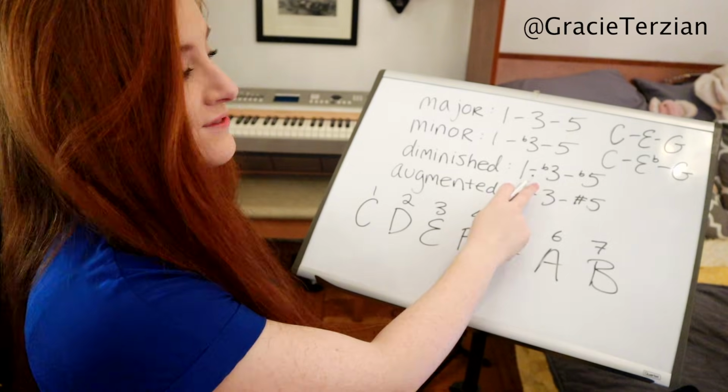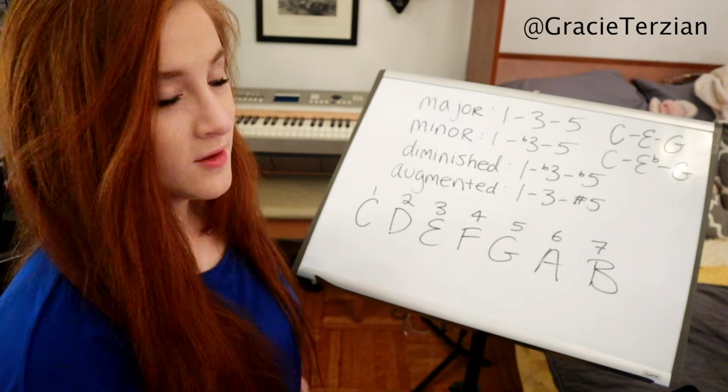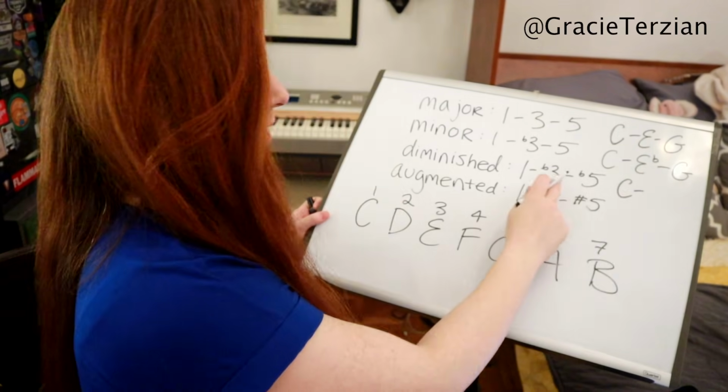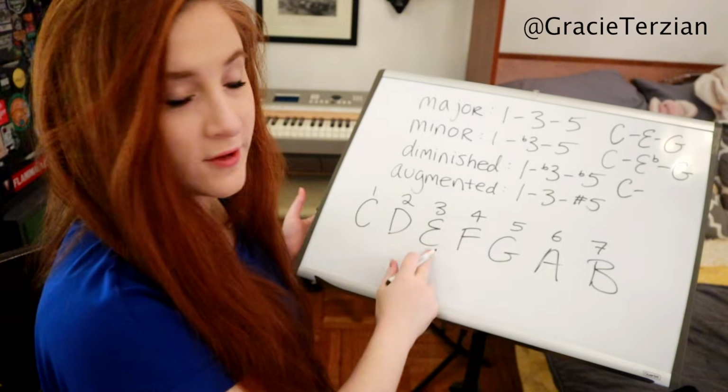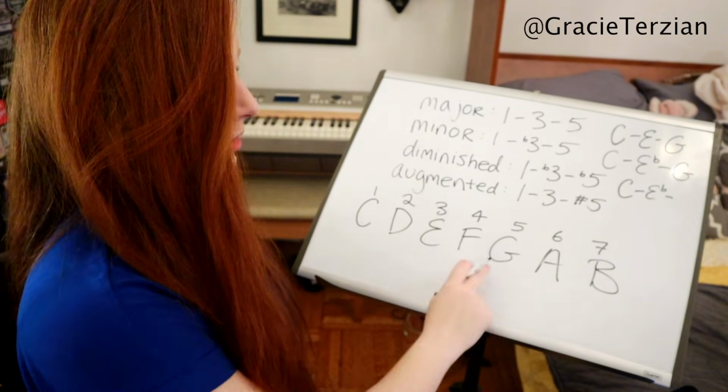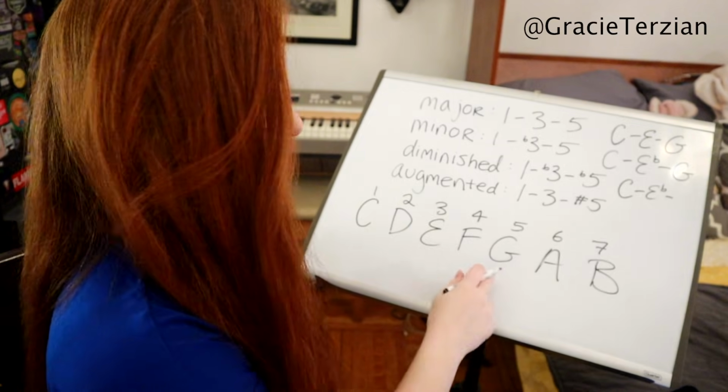Okay, what about a C diminished chord? We have a 1, a flat 3, and a flat 5. So what's our 1? Our 1 is C, right? So C, we know that one. Then a flat 3 is going to be an E flat. And then what about a flat 5? Well, the 5 is a G, so we're going to flatten that, so it'll be G flat.